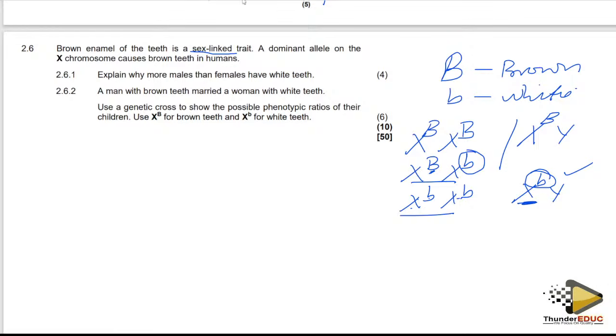Please take note of that. We can bring it in different versions. We can bring it for hemophilia. We can bring it for color blindness. So that is the explanation for those marks.